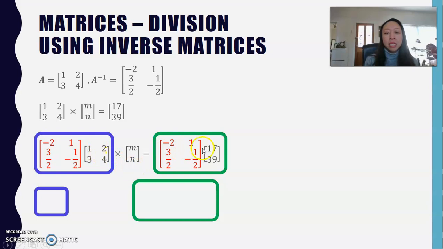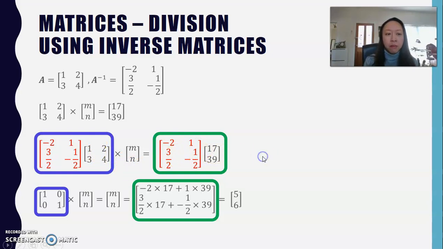And these ones we have to multiply. So these ones will result in an identity matrix times m and n. So this will return a value of m and n. And when I multiply these two matrices together, this will return me a value of 5, 6. And therefore, we can find that m and n has a value of 5, 6. So this is how we are actually dividing matrices. We are adding the inverse in front of the matrix that we do not want, so that we are actually moving this across the equal sign.